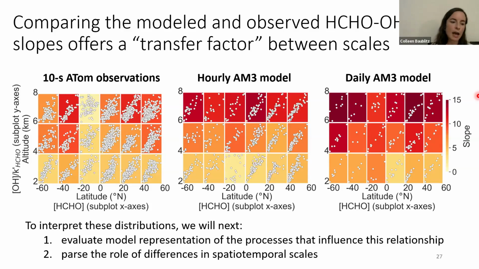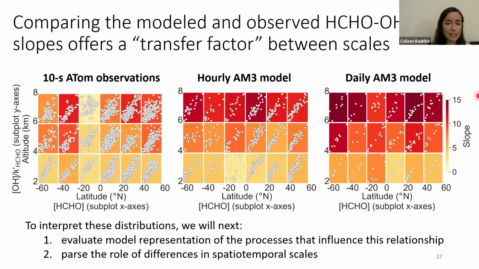And so we see that broadly in comparing the ATOM observations, which are on the left, with hourly model results, which are in the middle, and daily model results, which are on the right. Again, both of the model results are sampled along the ATOM flight tracks. We see that broadly, the model captures the spatial variability in this relationship that the observations are showing. But it seems that the slope increases as we go to higher temporal averaging periods.